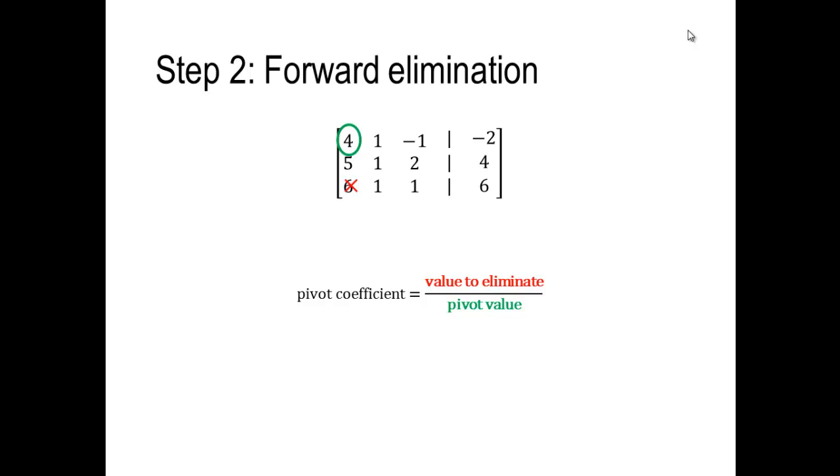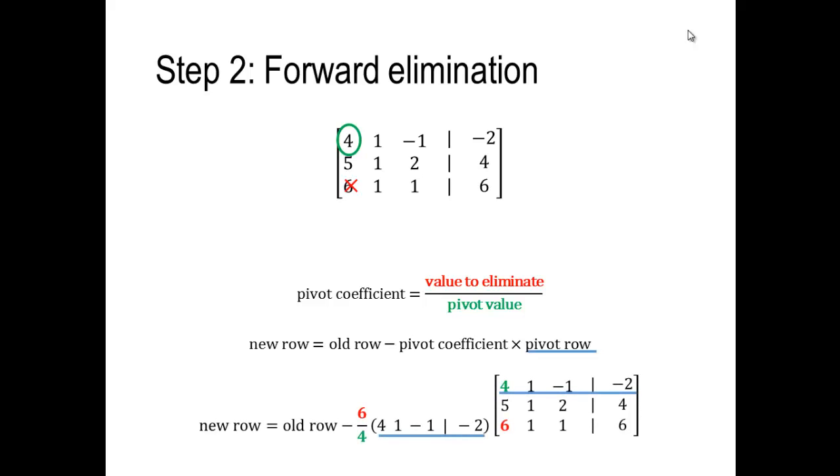When you divide the value you're trying to eliminate by the pivot value, it creates something called the pivot coefficient. This will be useful in our equation for determining the new row to replace the row the 6 is in. The new row will be equal to the old row, the values in the old row, minus the pivot coefficient times the pivot row, the row that our pivot value is in. So writing this out, the new row that we'll use to replace 6, 1, 1, 6 is equal to the old row minus our pivot coefficient, 6 over 4, times the pivot row, 4, 1, negative 2.